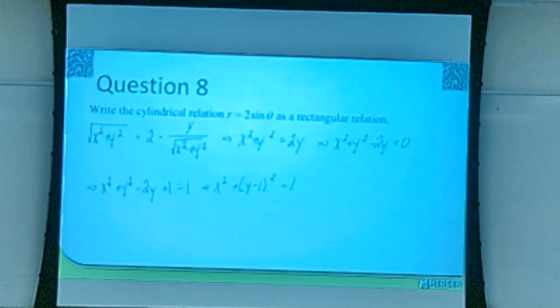That's the curve. But wait, this was supposed to be a cylindrical relation, which means it has to be three-dimensional. So what's the surface it represents? Circle. What's the surface that represents? Remember, surface is three-dimensional. It's a cylinder.